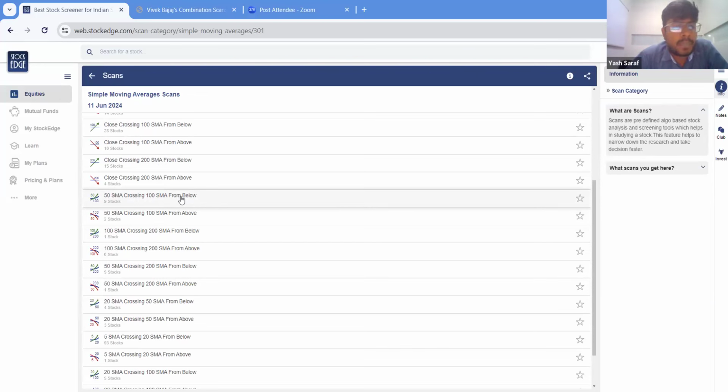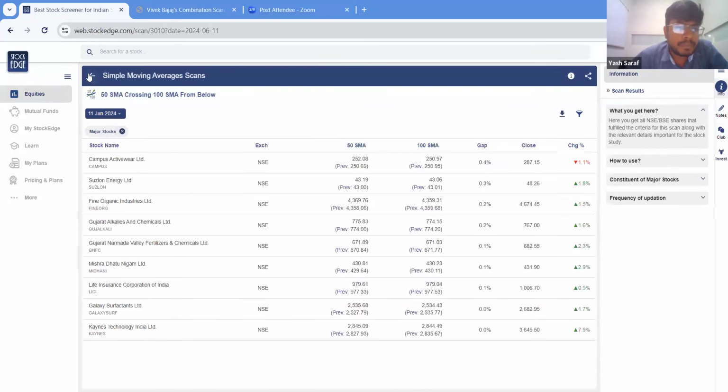So what is the golden crossover? Golden crossover is 50 SMA crossing 100 SMA from below, or 50 SMA crossing 200 SMA from below. So basically, golden crossover is whenever a small SMA crosses above a long-term SMA, that is 100 or 200, from below. That is a golden crossover, and you can call it a bullish crossover. In the same way, when a smaller SMA crosses below a longer term SMA, that is 50 SMA crossing 100 SMA from above, that is a death crossover. So let me show you an example.